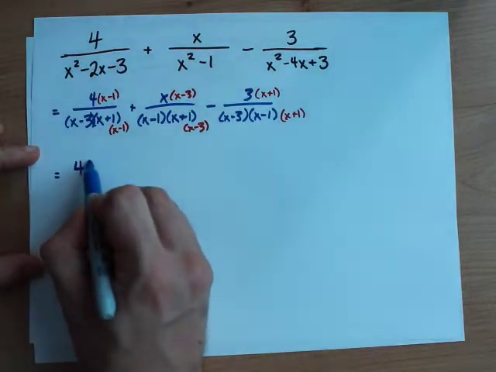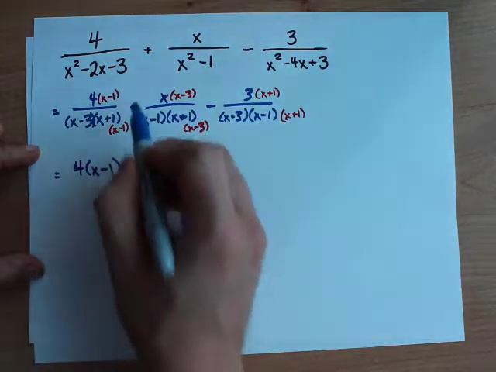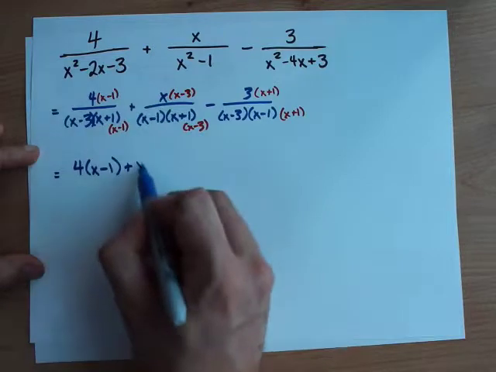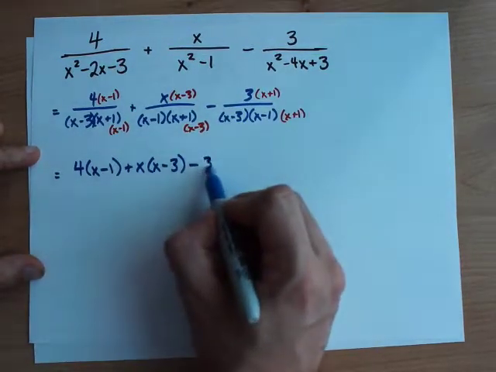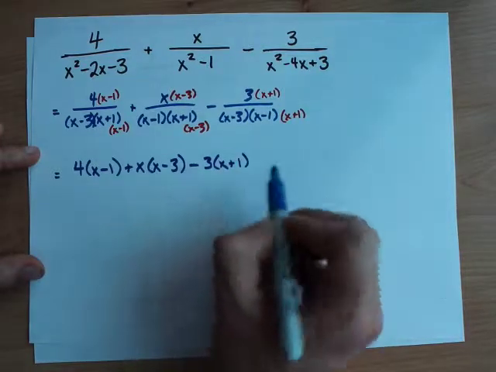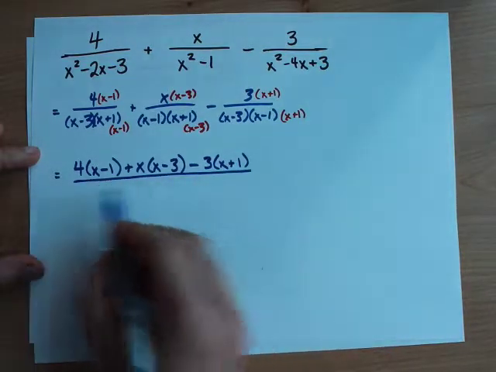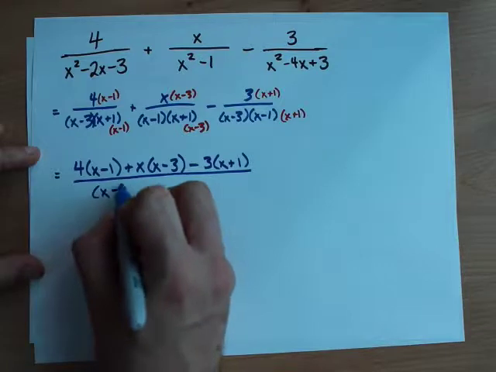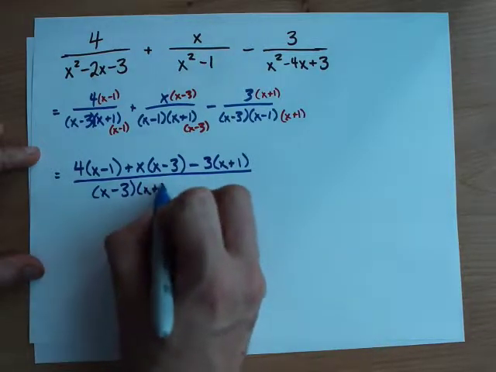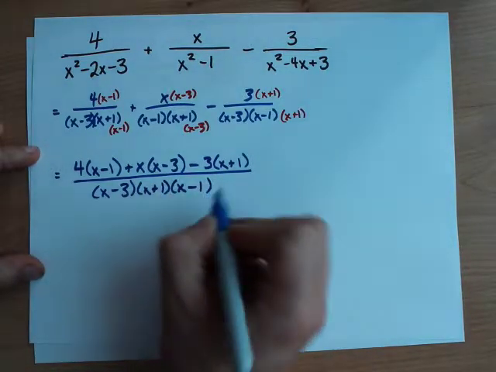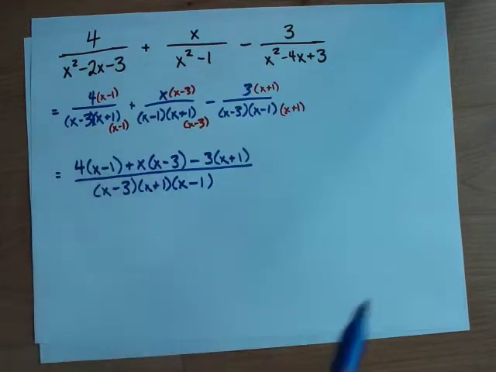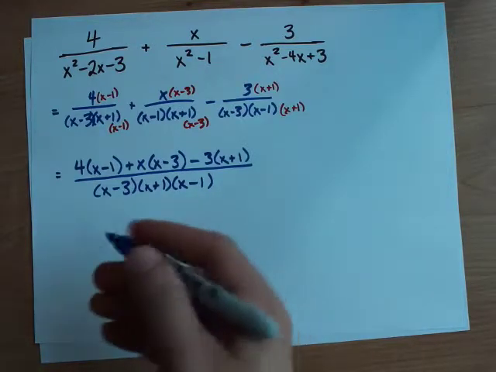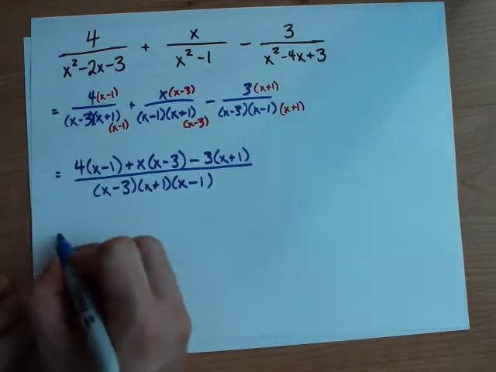I'm going to write 4 times x minus 1 plus x times x minus 3 minus 3 times x plus 1. Look at all that. And my bottom, x minus 3, x plus 1, x minus 1. I hope that's not intimidating for you. In fact, the top is just distributing each coefficient through the brackets, and then we're going to collect like terms.